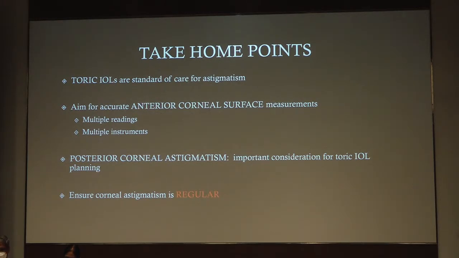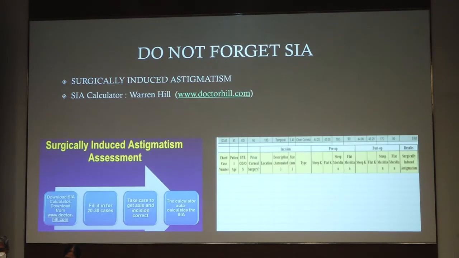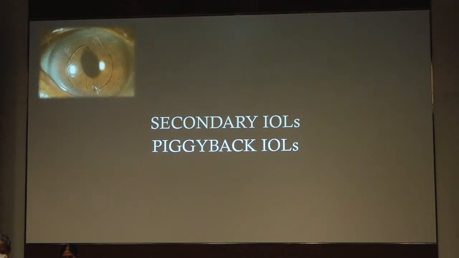Aim for multiple readings, use multiple instruments. Posterior corneal astigmatism is of course an important consideration. Ensure that the corneal astigmatism is regular. Use a good marking device. Use advanced toric calculators. And do not forget, last but not the least, the surgeon-induced astigmatism, for which you can use the Warren Hill Excel sheet and calculate your own surgically induced astigmatism.